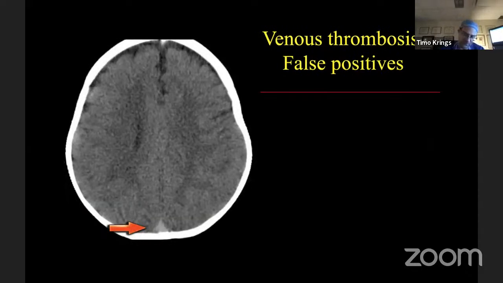So remember for these patients to not only look at your phase contrast MRV, but multiple different forms, especially contrast enhanced MR venographies.